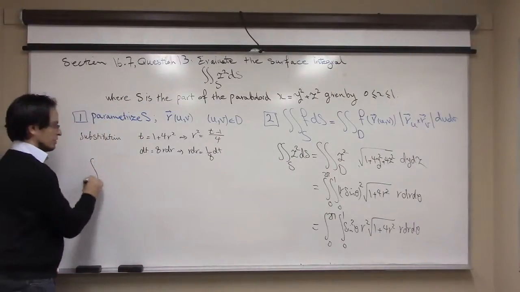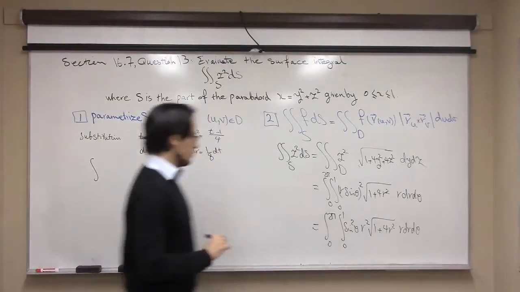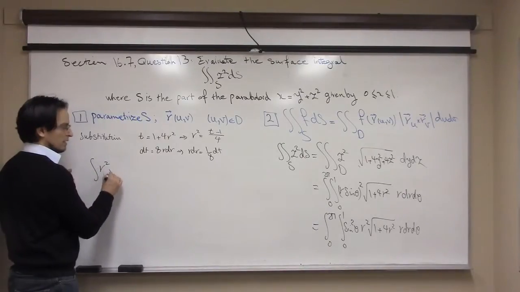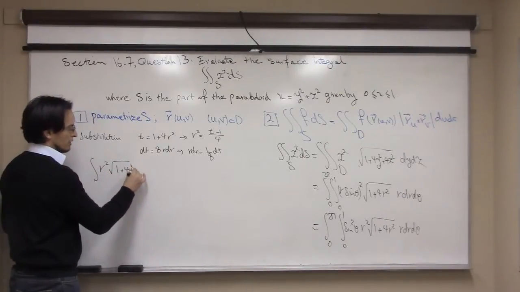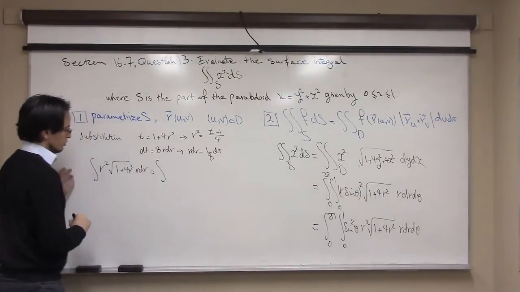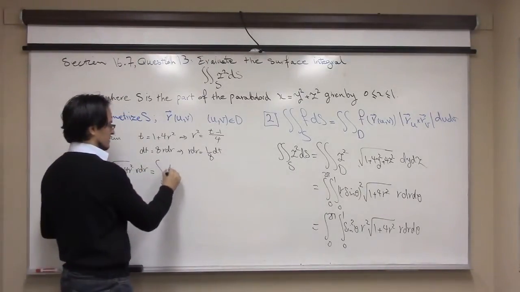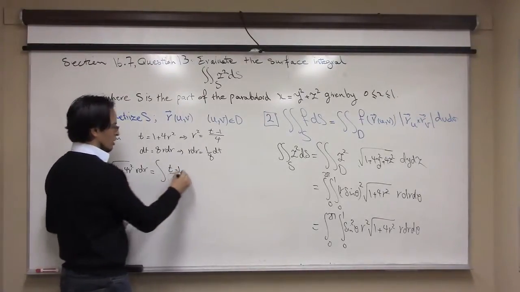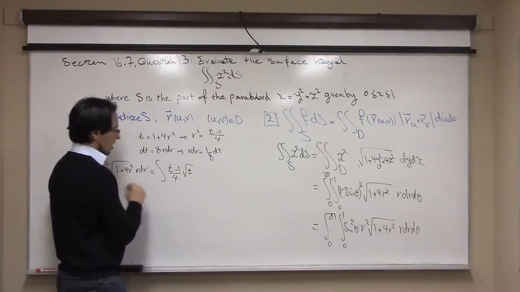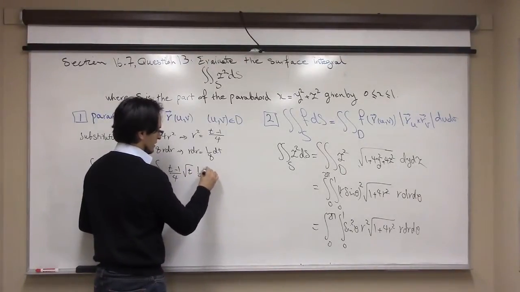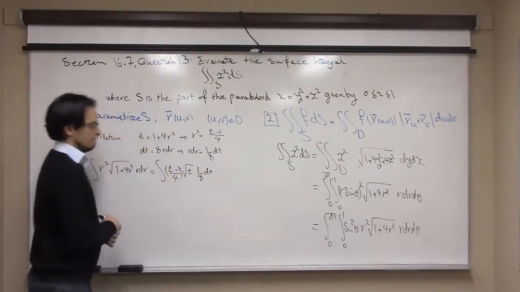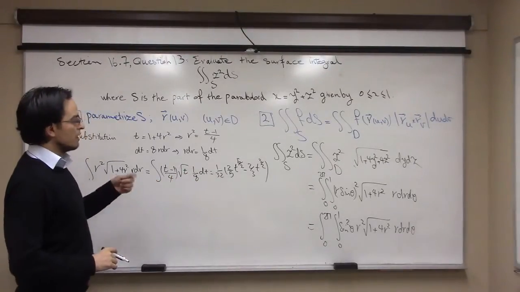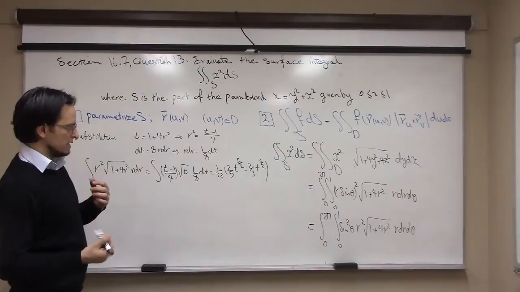So that means in the integral, I can take out the sine squared, and I can write the integral of r squared root of 1 plus 4r squared r dr as, everything in terms of t, t minus 1 over 4, that's for r squared, over root t, and r dr is 1 over 8 dt. Now we have found the antiderivative of this function, but let's just plug in the boundaries.